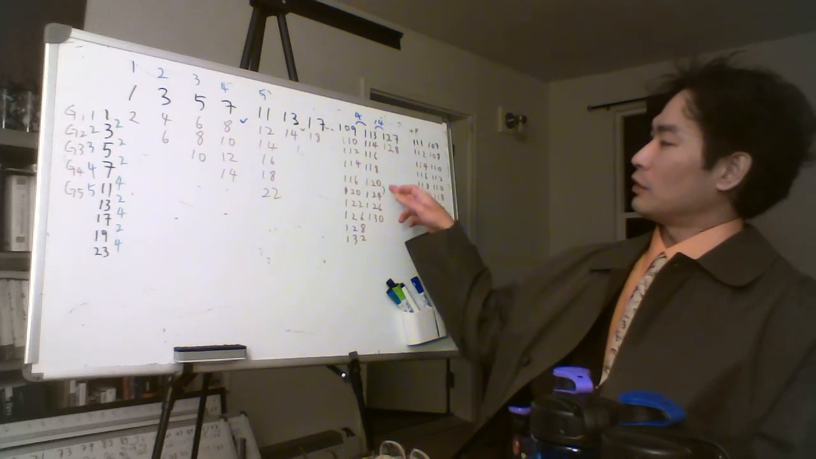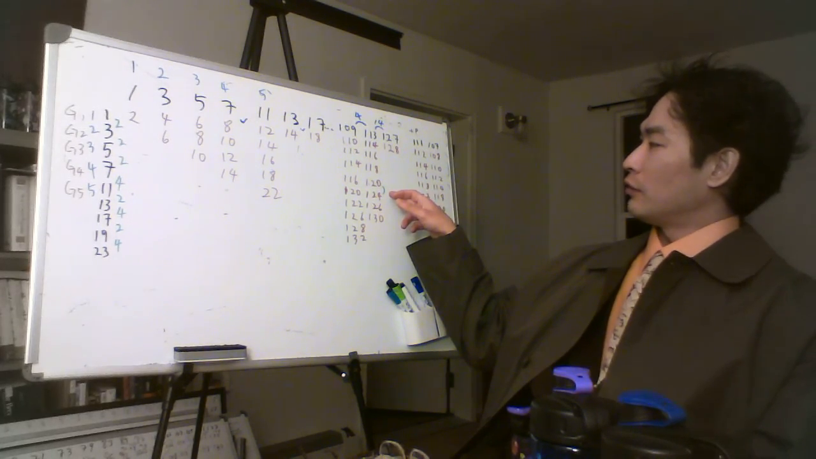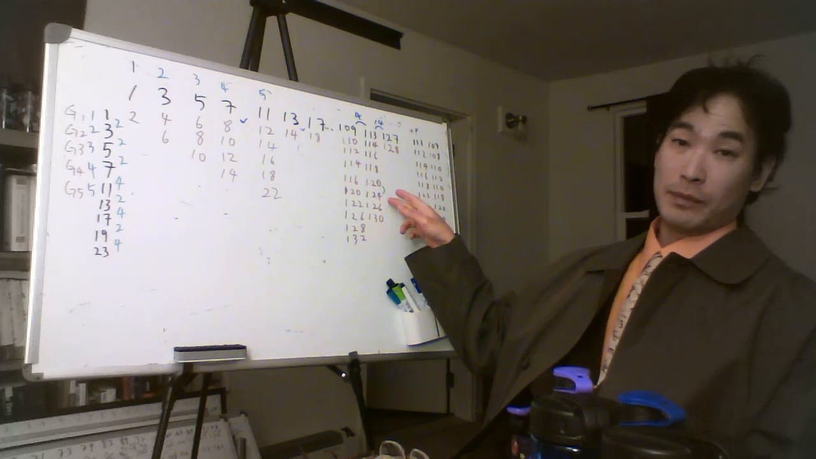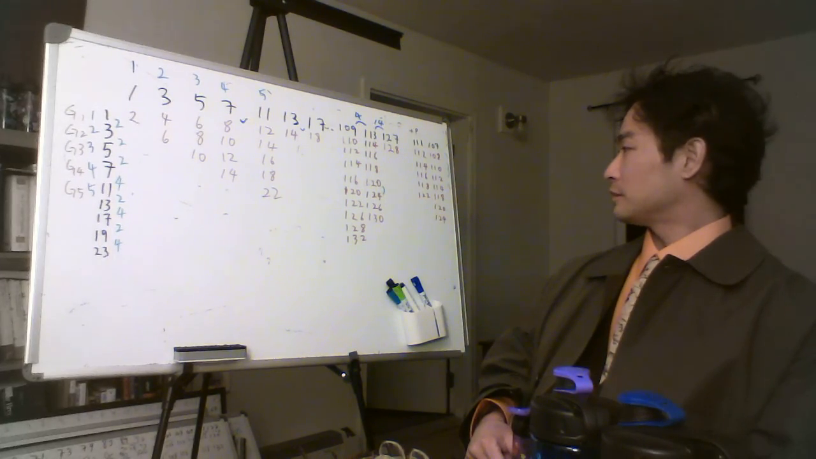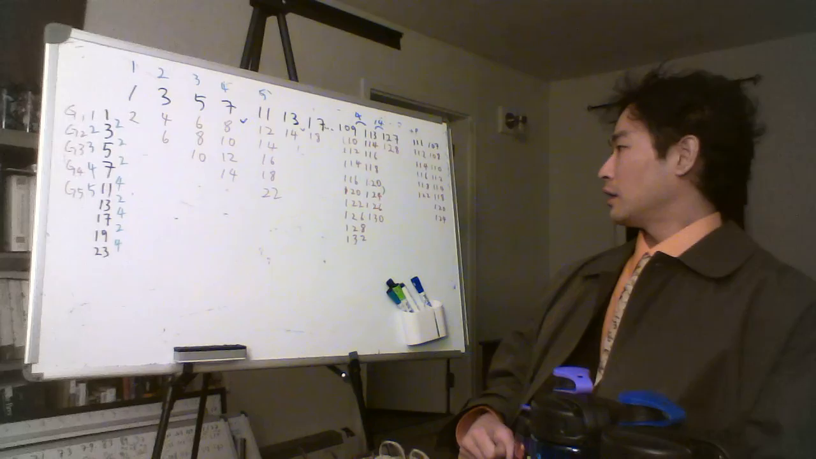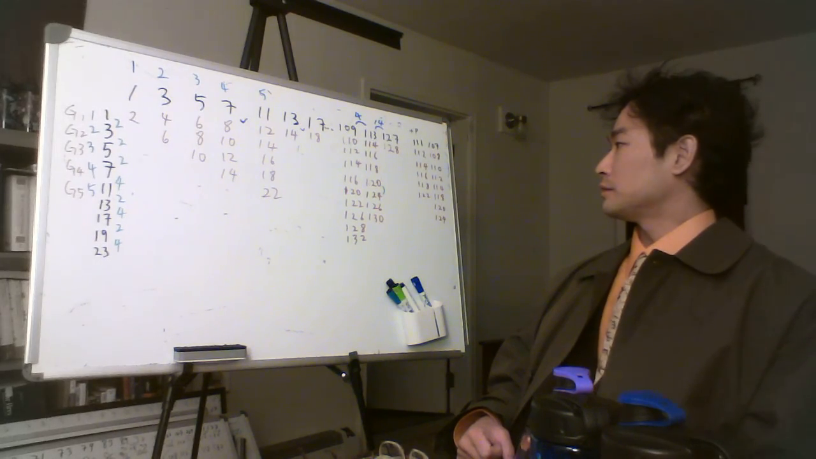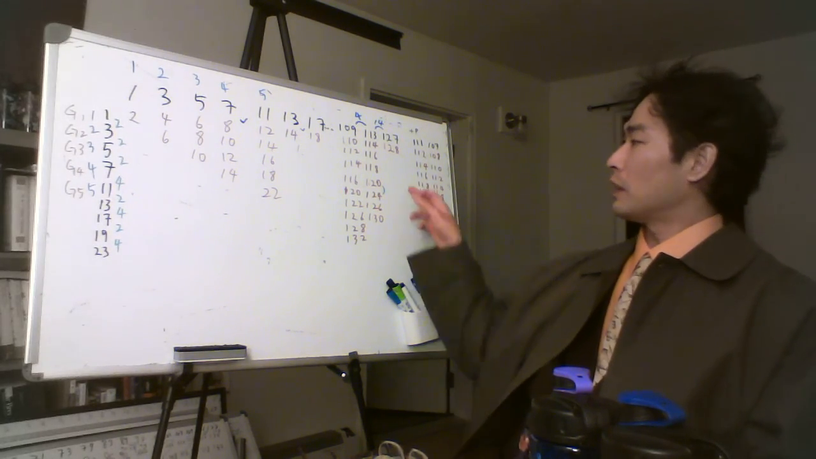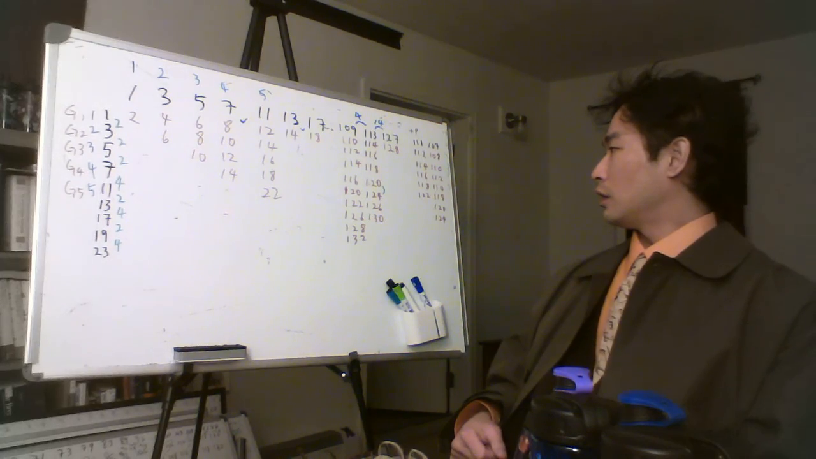So the gap between Goldbach numbers, we call it the Goldbach gap, as opposed to the prime gap. When the Goldbach gap is 4.